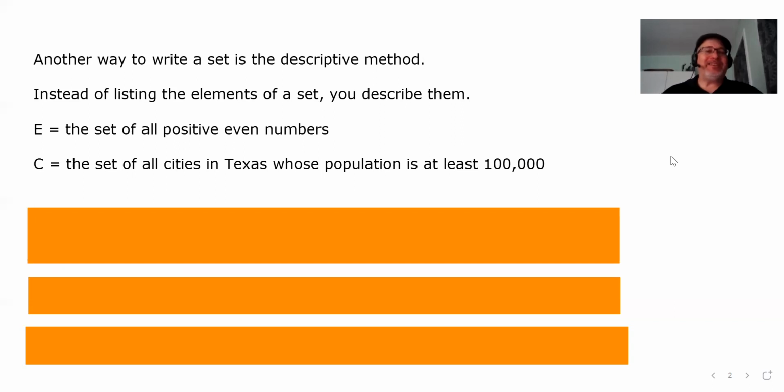Or we could say set C is the set of all cities in Texas whose population is at least 100,000. Now, some might argue that some cities will go into this set and come out of the set as their populations go up and down. So we could be a little bit more specific and say something like this. C equals the set of all cities in Texas whose population is at least 100,000 on January 1st, 2021. That way we have a more well-defined set, if you will.